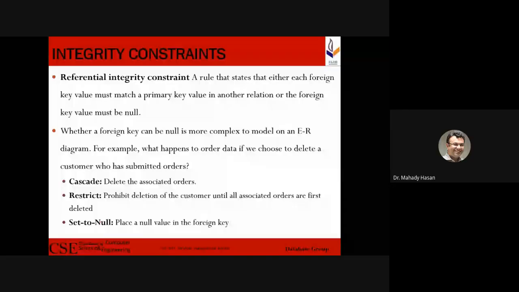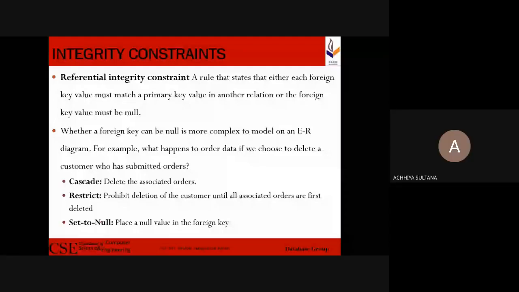Or we can simply say, okay, you have employee there, you cannot remove this department. So this is restrict. Another thing we can do is known as cascade. That means if you want to delete this department, then remove all the employees of that department, then remove this department. So these are three ways of handling the referential integrity constraint. Clear?